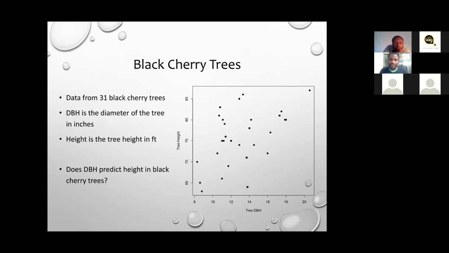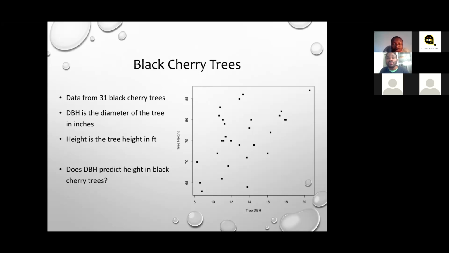Let's take an example. So you have here tree height and tree DBH. And I don't know if you know what DBH is. It is called the diameter at breast height, so it is the diameter of the tree. Let's just make it like that. So can we predict the height of trees?